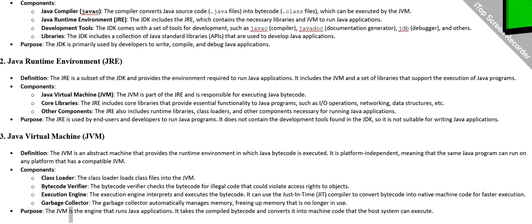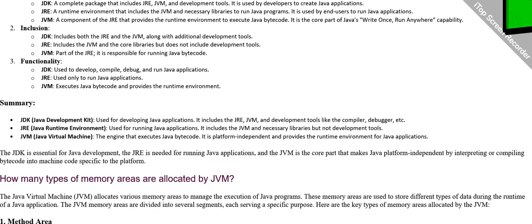Purpose. The JVM is the engine that runs Java applications. It takes the compiled bytecode and converts it into machine code that the host system can execute. Key differences.